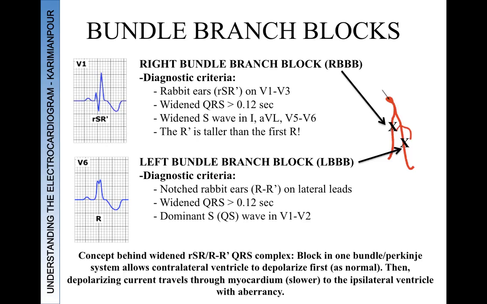The QRS width should be greater than 120 milliseconds. And in the left-sided leads, in limb lead 1, AVL, V5 and 6, the S wave should be wide and deep. And then the other key finding is that in a right bundle branch block, the R prime is taller than the first R, which is the small r here.